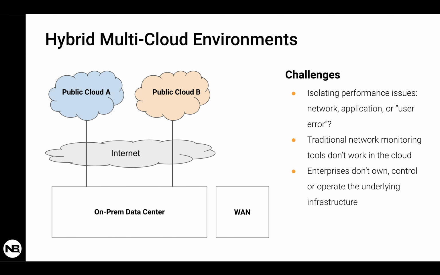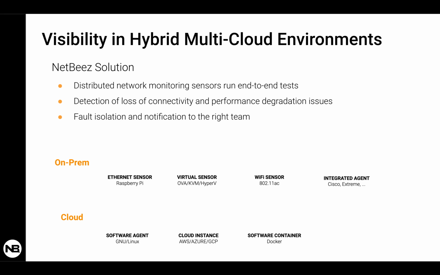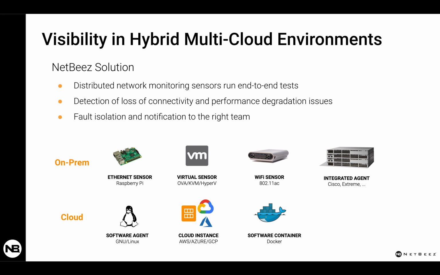of the network. So in this case, NetBeez has a solution which relies on installing network monitoring sensors in each and every environment so you can run end-to-end tests and verify connectivity, but also identify the area or location of performance degradation issues. In that case, it's easier to troubleshoot and pinpoint the source of performance issues with applications or networks. This way you can quickly isolate the fault and notify the right team, as it is something that is only happening on the cloud, on-prem, or maybe at the remote wide area network.